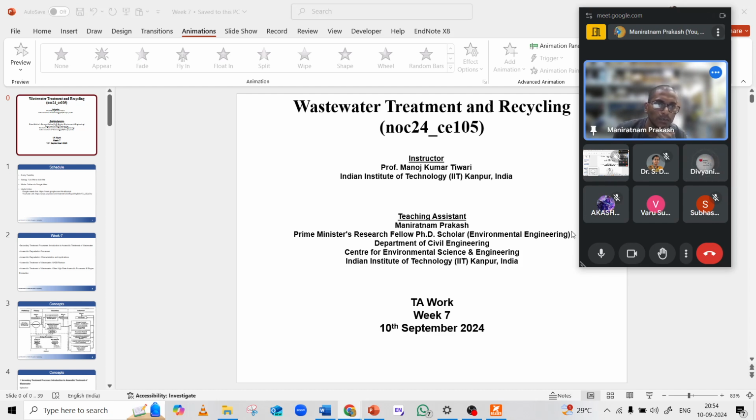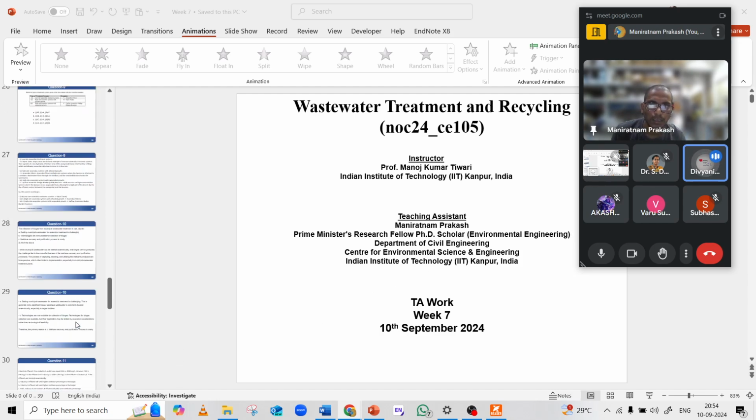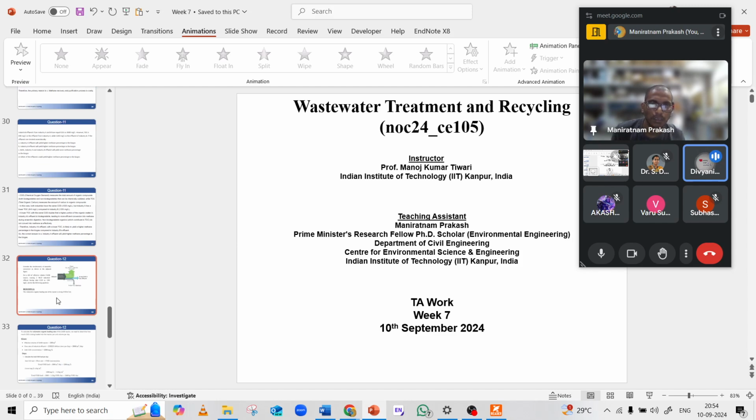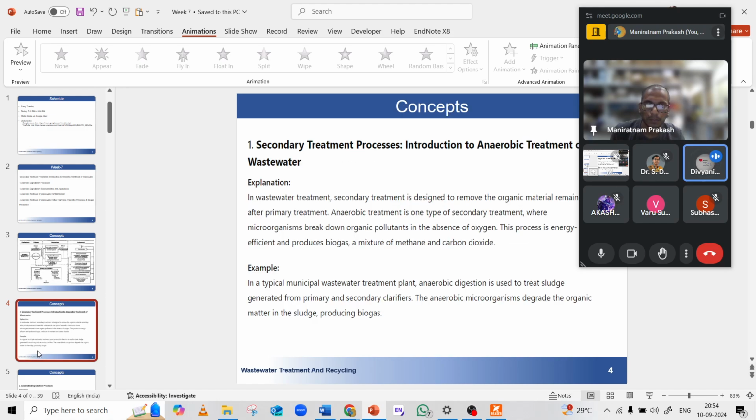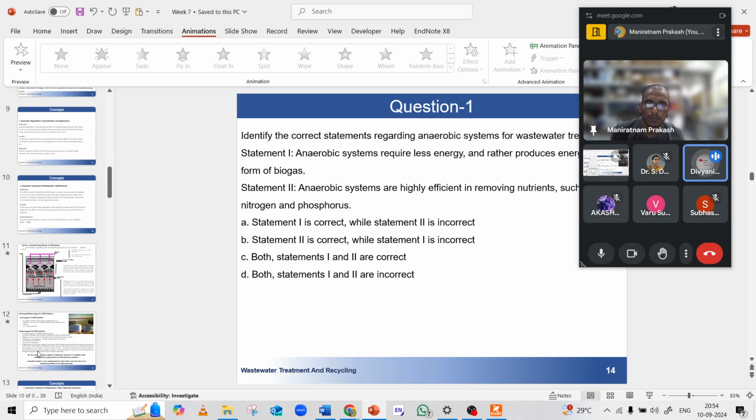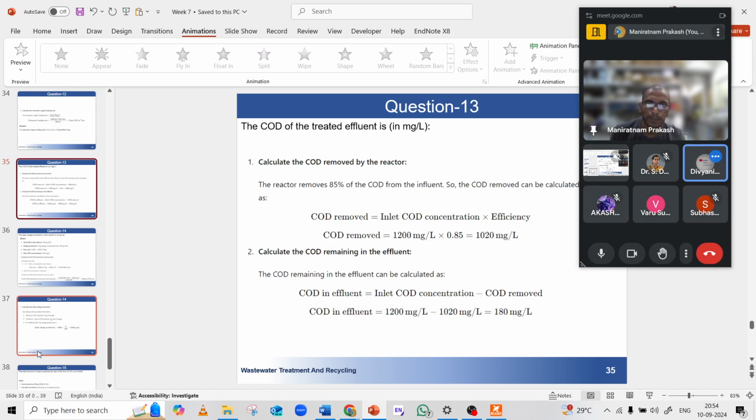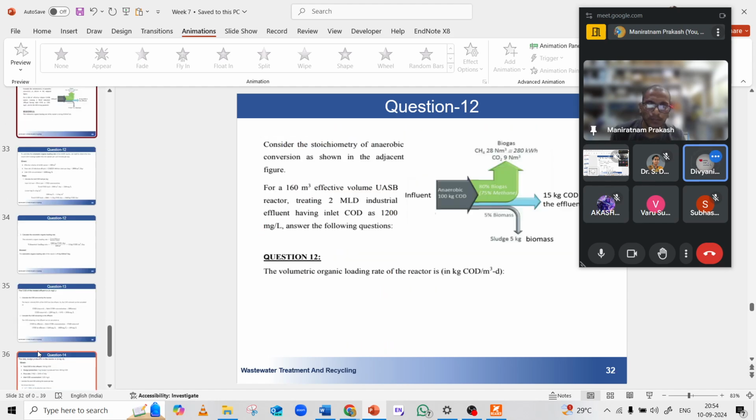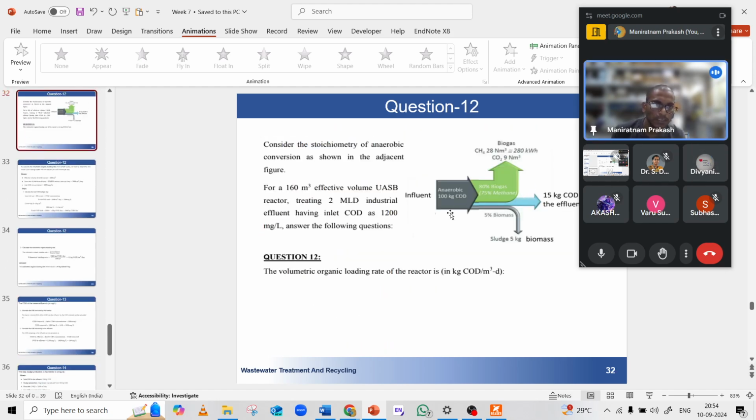Yes, sir. Calculate the COD removed by the reactor. When we calculate, the reactor removes 85% of COD from the influent. Is this statement actually gained by the reactor, or do we assume that statement? No, we did not assume that statement. It was in the question: 80% is converted into biogas, and 5% into biomass. It is given in the question.